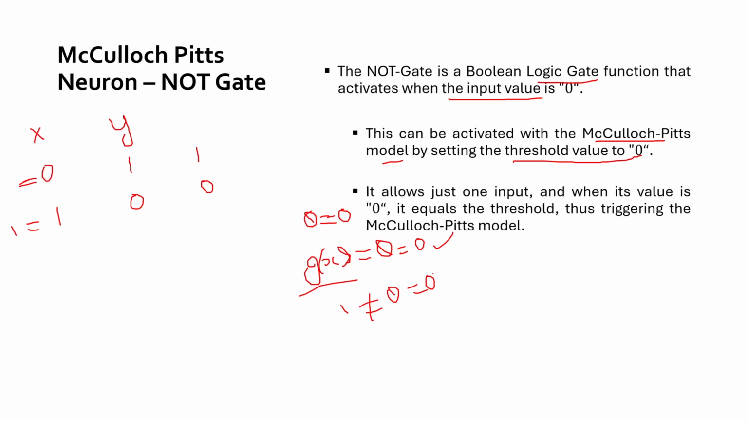Okay. And the NOT gate just allows one input, and when its value is 0, then it equals the threshold, and thus it triggers the McCulloch-Pitts model. By the word triggering the McCulloch-Pitts model, it means that it will then fire, it will then activate, it will then give you the output of 1.